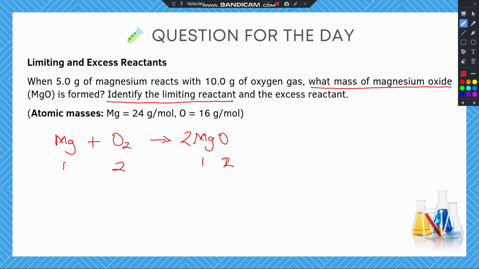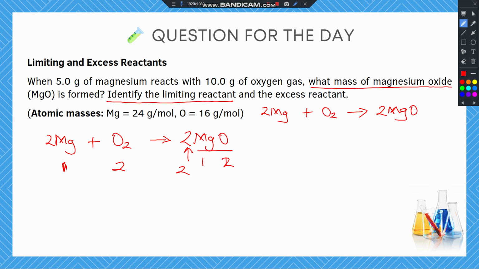So we put a coefficient of 2 here to make oxygen balanced. Now that oxygen is balanced, the next thing is to check all the atoms to see if they are balanced. Now we have a coefficient of 2 in front of this compound, which means we have 2 atoms of magnesium on the right, and on the left we have just 1. So to make magnesium balanced, we add a coefficient of 2. That gives us our balanced equation: 2 moles of magnesium reacting with 1 mole of oxygen to produce 2 moles of magnesium oxide. This is our balanced chemical equation.